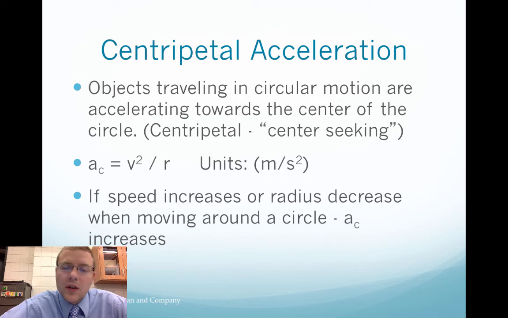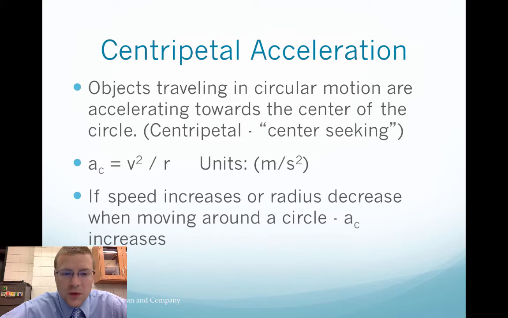So when things go around circles, they have what we call a centripetal acceleration, meaning that objects are accelerating towards the center of the circle. Centripetal, I remember as P pulling in towards the center of the circle. It's a center-seeking acceleration, and the centripetal acceleration equation is given there as v squared over r.